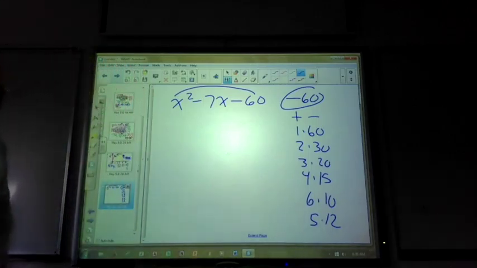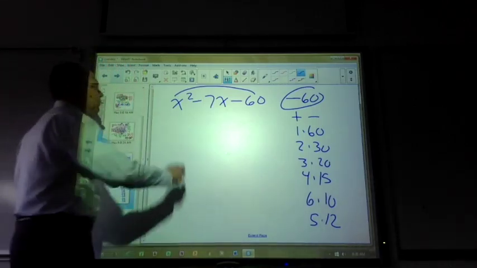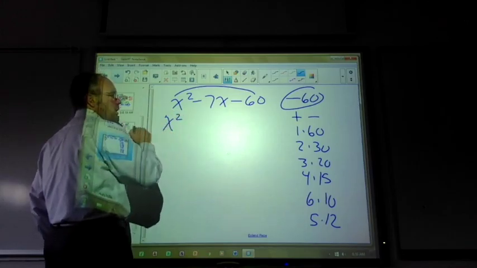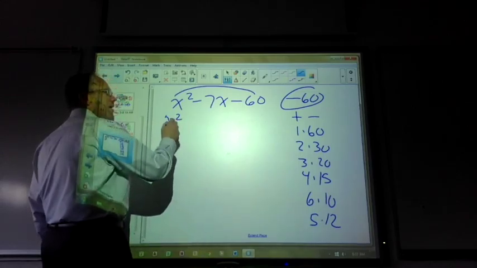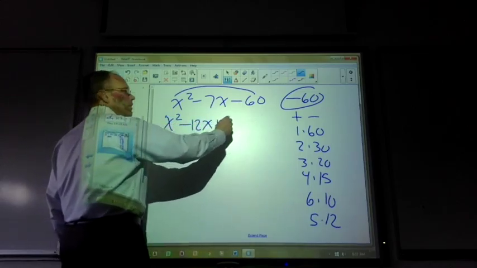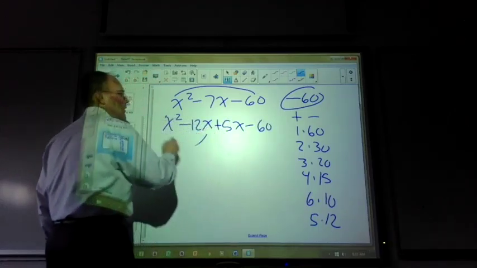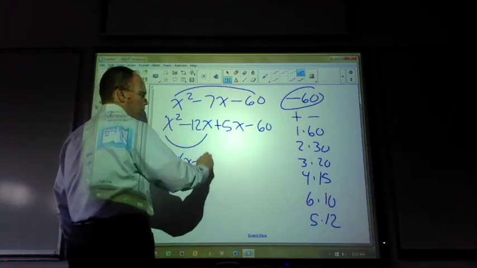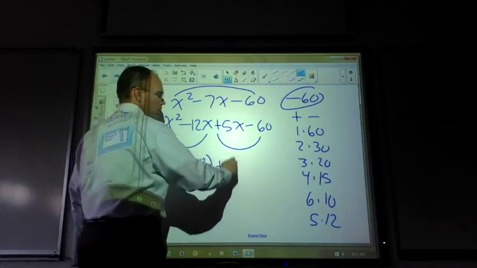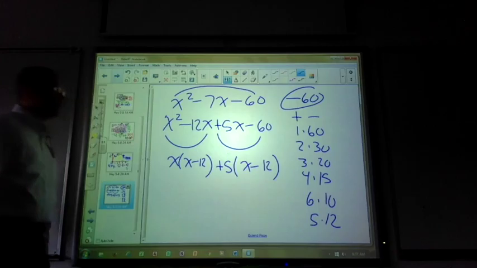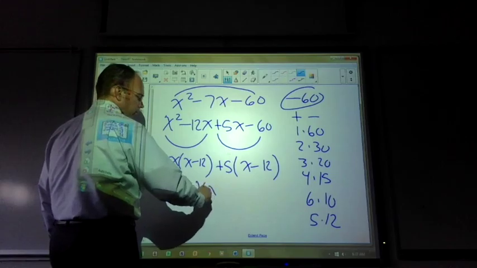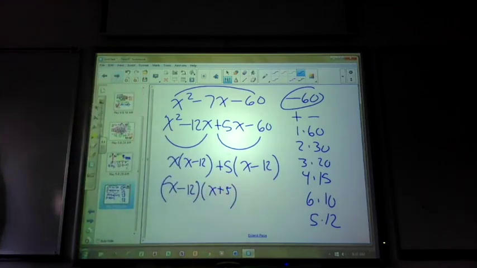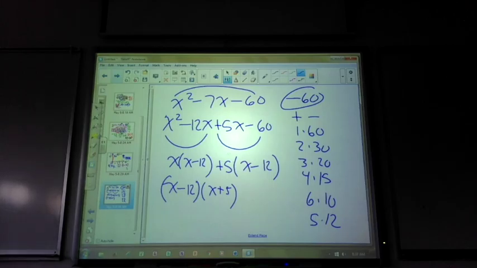Which factors would work up there? One being positive, 5 and 12. Which one has to be negative? I think it's negative 12x, isn't it? Oh, that's right. Sorry. Common factor there is x, so I get x minus 12. So the factored form is x minus 12, x plus 5. Done. That's just traditional factoring, yes?